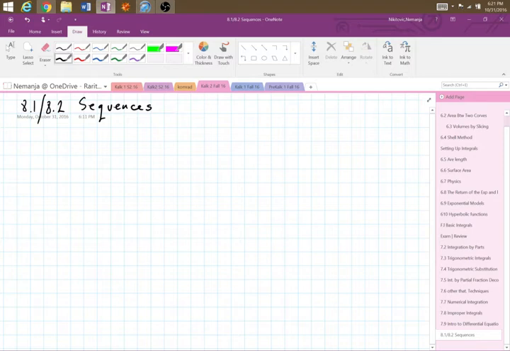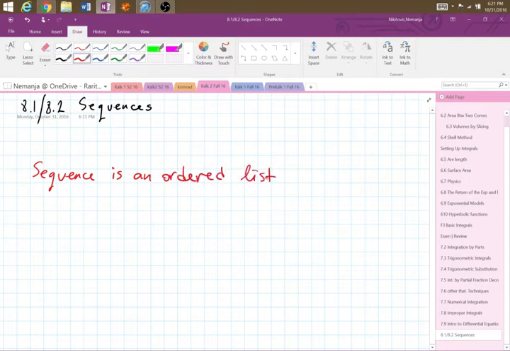Let's start immediately with the definition of a sequence that you should know at all times. Hint, hint. A sequence is an ordered list of numbers, and here it is, the word ordered, underlined twice.